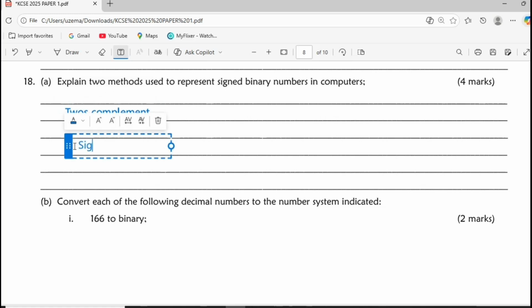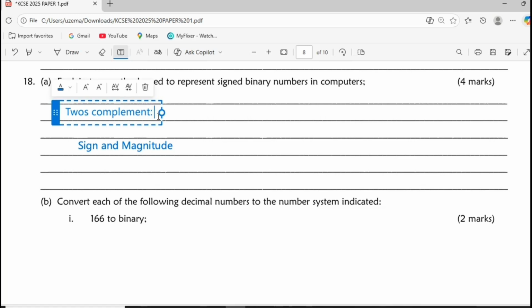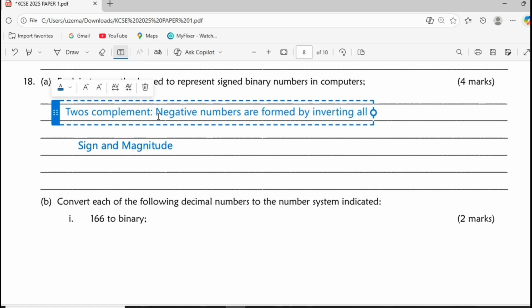Now, question number 18b, performing binary. Convert each of the following decimal numbers to the number system indicated. We are converting decimal numbers to the number system indicated. So let us go through this.